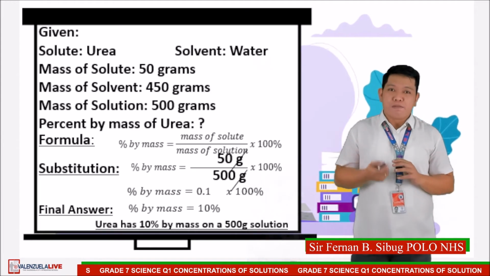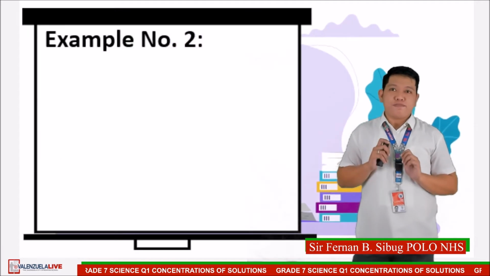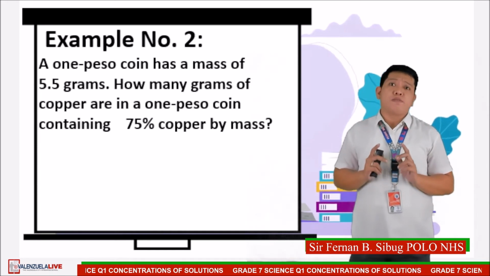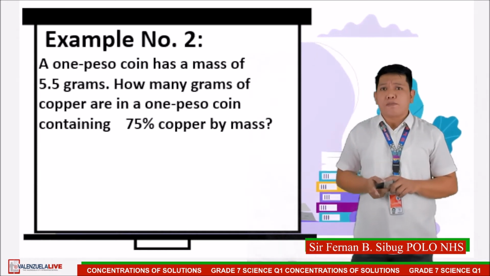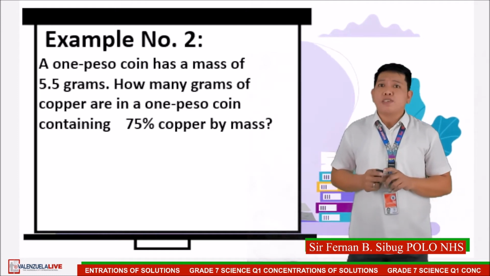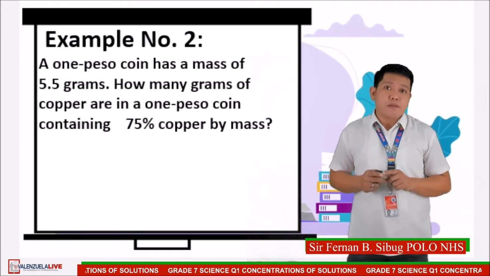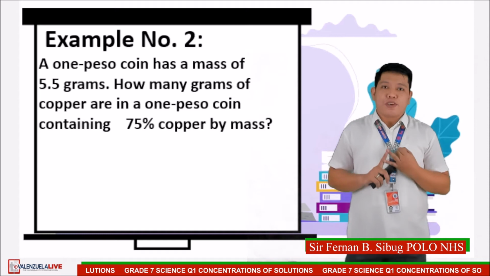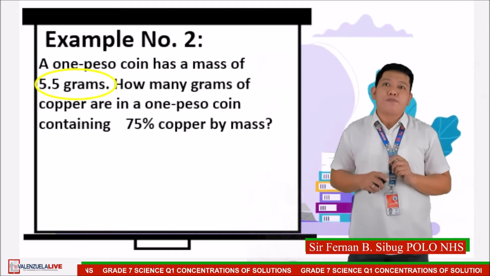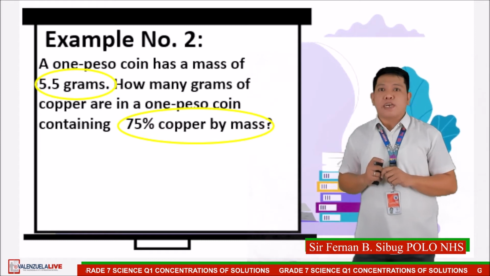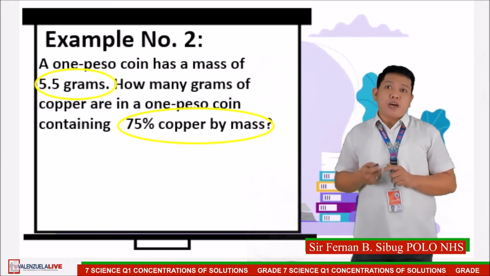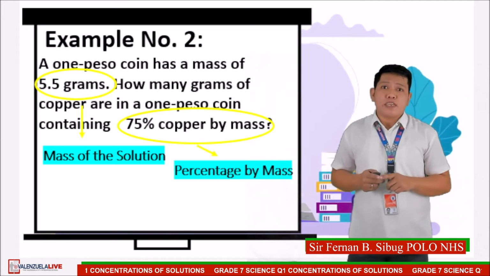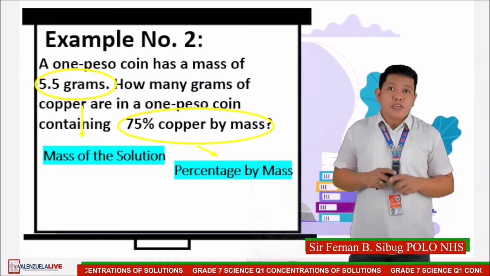Here's another problem, another example. A 1 peso coin has a mass of 5.5 grams. How many grams of copper are in a 1 peso coin containing 75% copper by mass? Again, step 1 is to read the problem and circle all the given. From this problem, we have 5.5 grams and 75% copper by mass. 5.5 grams is the mass of the solution. And 75% is the percentage by mass of copper in the solution.